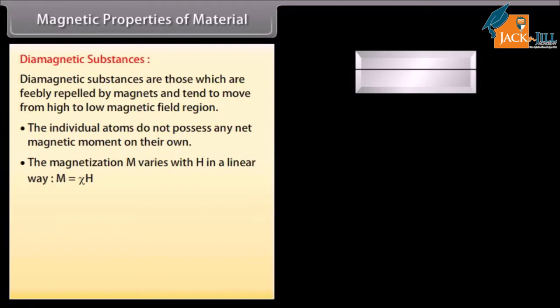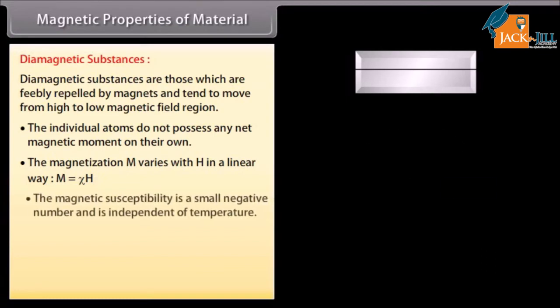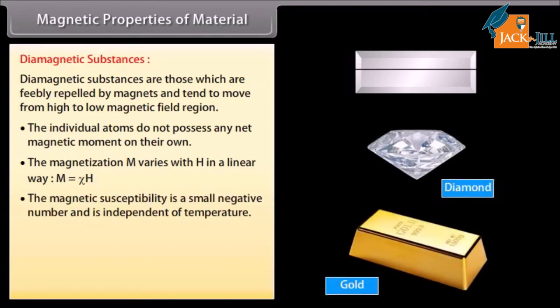The magnetization M varies with H in a linear way. M is equal to Xi H. The magnetic susceptibility is a small negative number and is independent of temperature. The relative permeability is slightly less than 1.